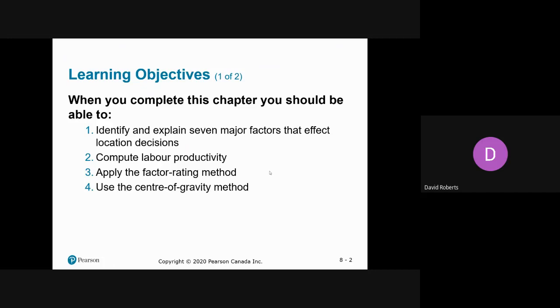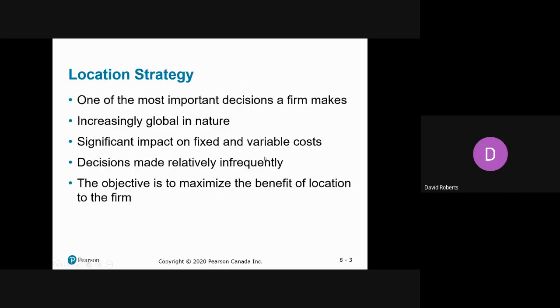We're also going to calculate some labor productivity. We're going to apply the factor rating method, and we're going to use the center of gravity method. So those learning objectives 3 and 4 will be part of your Excel assignments.